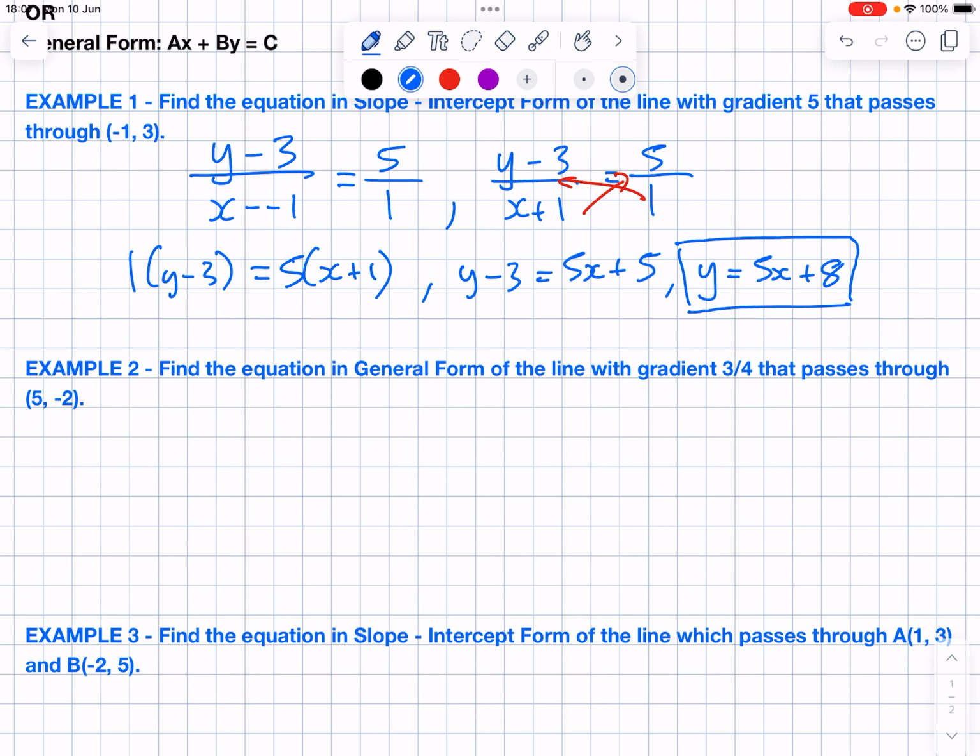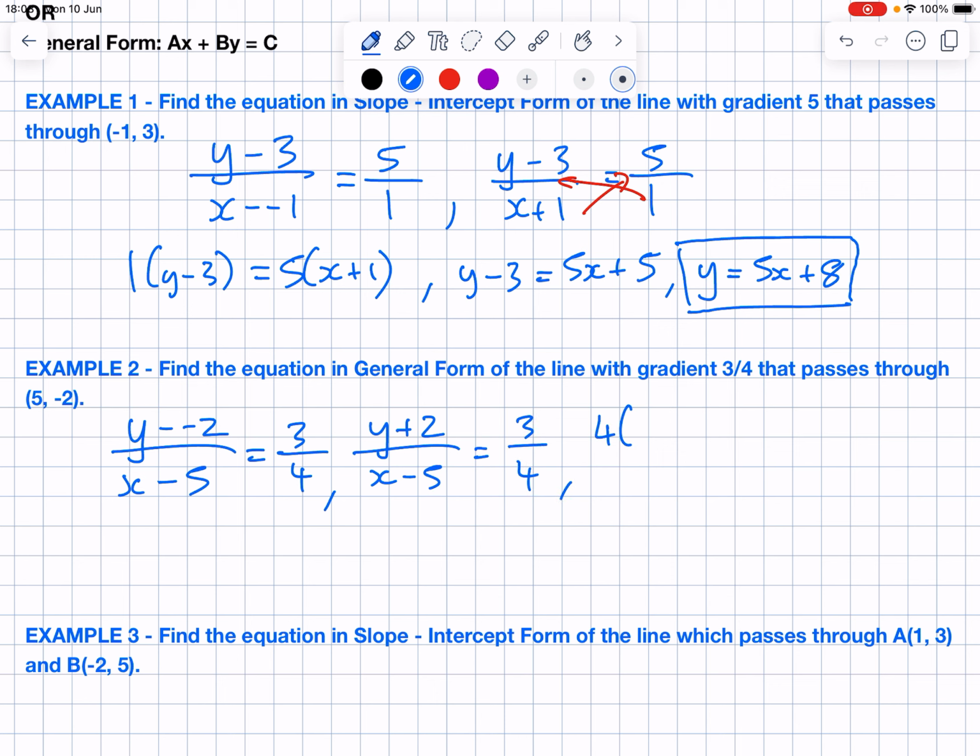Find the equation in general form of the line with gradient 3 over 4 that passes through (5, -2). Use the tool again. Y take the y coordinate of the point, which is -2, over x take 5, is equal to the gradient of 3/4. Let's simplify it. Y take -2 is going to be y plus 2 over x take 5 is equal to 3 over 4. We can cross multiply now, so it's going to be 4 times (y plus 2) is equal to 3 times (x take 5).